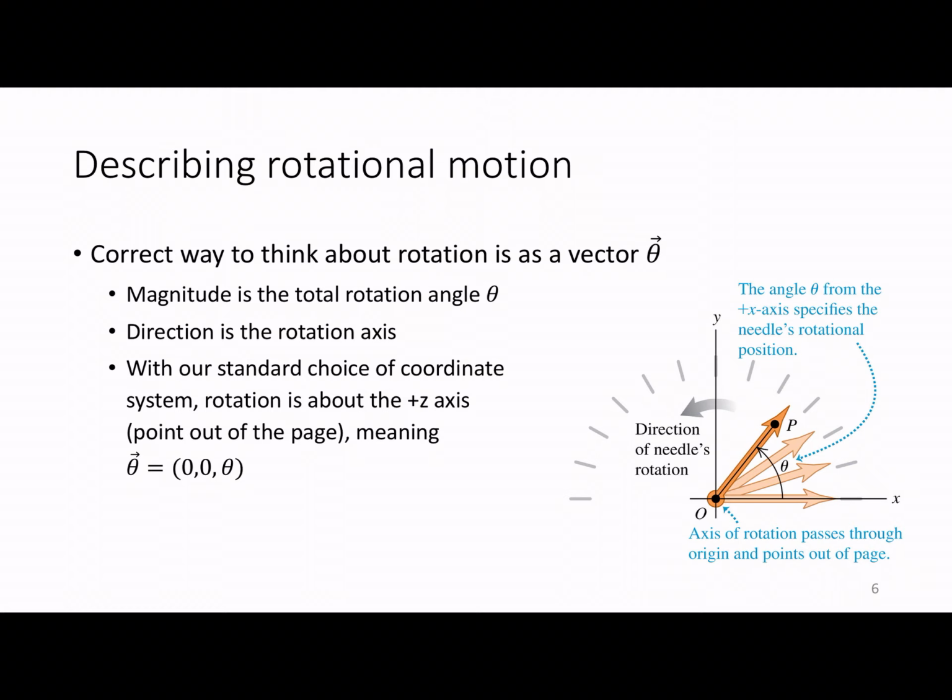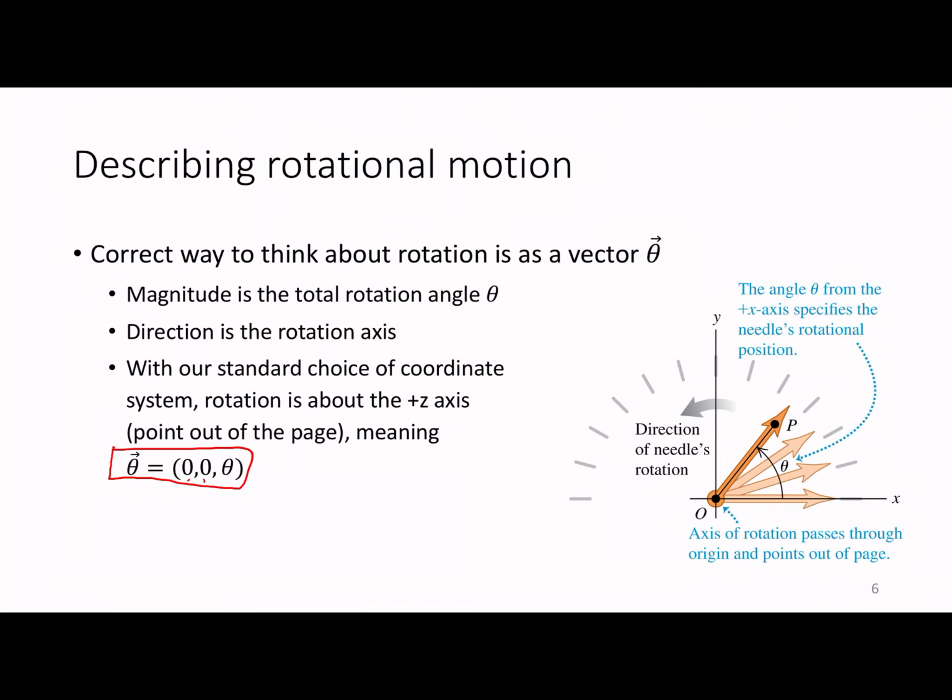So if I'm rotating by some angle theta about the plus Z axis, the way I would express that as a vector is that theta vector is equal to 0 in the x direction, it's not rotating around x, 0 in the y direction, it's not rotating around y, and theta in the z direction. So here's the proper vector way of thinking about rotations.